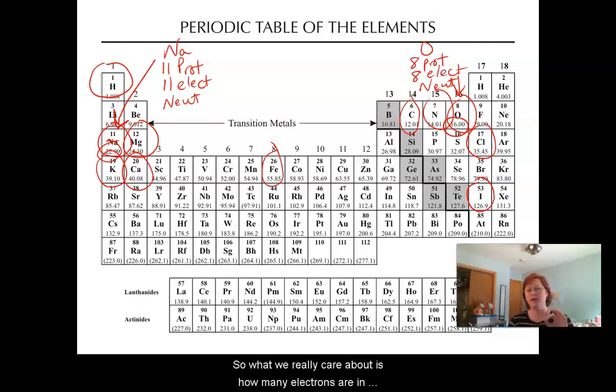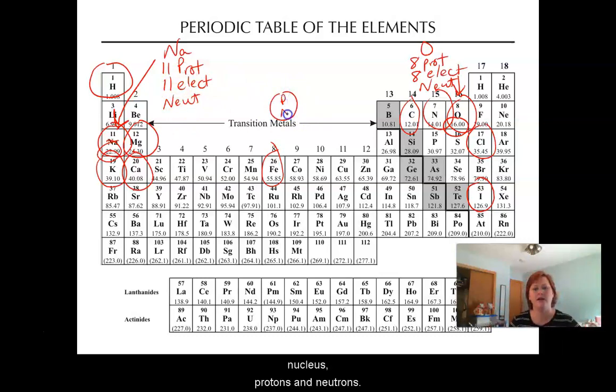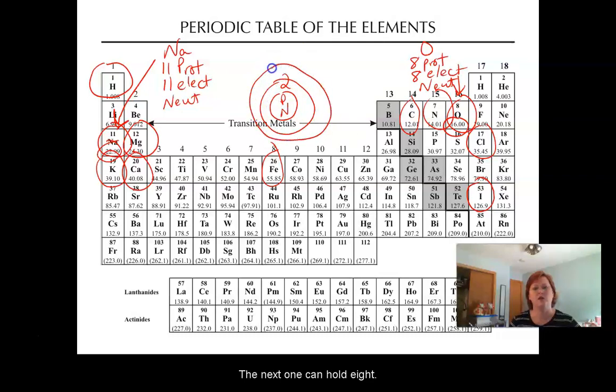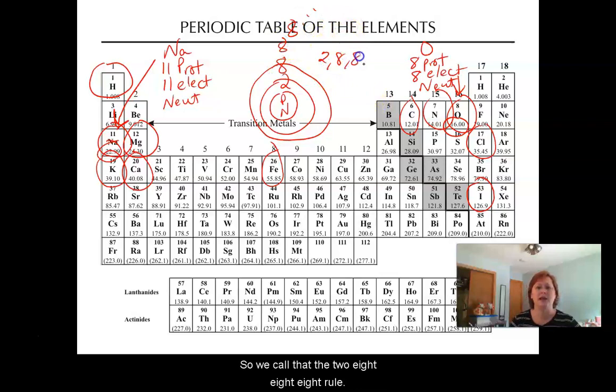So what we really care about is how many electrons are in the outermost orbital or outermost shell. The rule of thumb for atoms is that we have in our nucleus the protons and neutrons. The first orbital can hold a maximum of 2 electrons. The next one can hold 8, and then 8, and then 8, and so on. So we call that the 2, 8, 8, 8 rule.